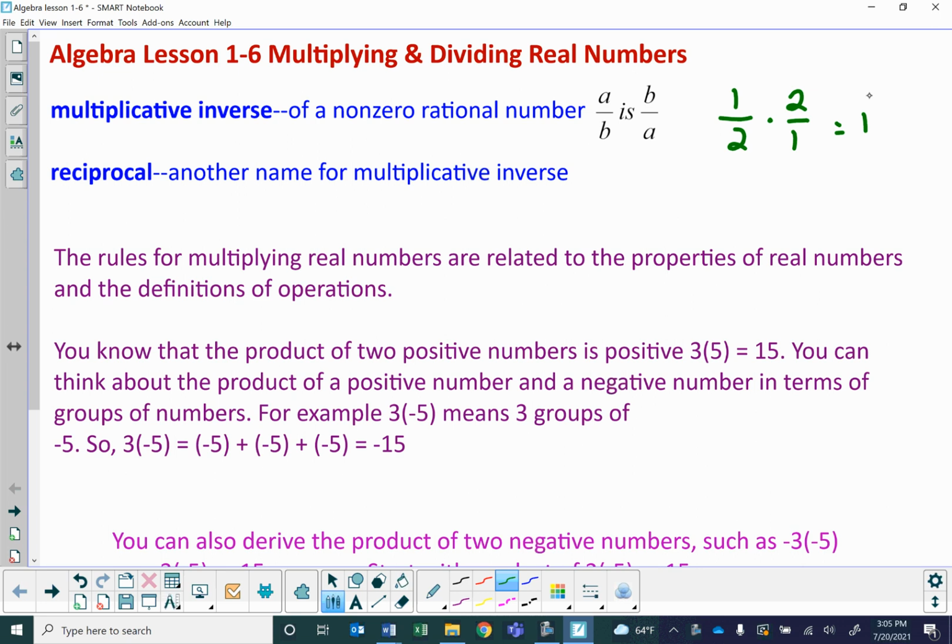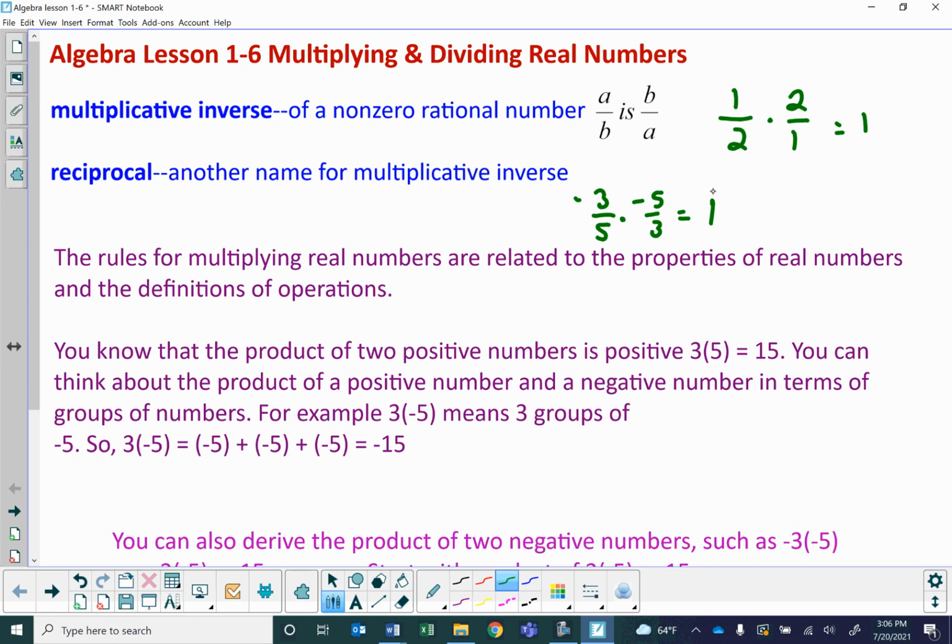These are multiplicative inverses. So negative 3/5, the multiplicative inverse of that is negative 5/3, because we have to get a positive 1. We need to make sure that they're both negative. So when we multiply all these together, you still get 1. Those are multiplicative inverses, otherwise known as reciprocals.